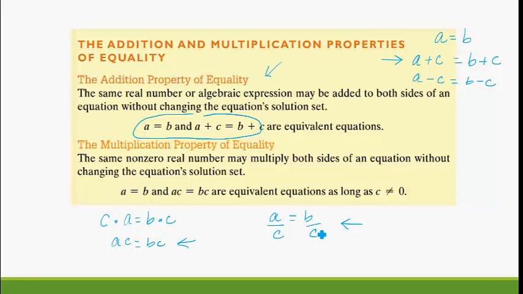All these properties really say is that if you perform an operation to one side of an equation, you have to perform it to the other side of the equation in order for the equation to stay true.